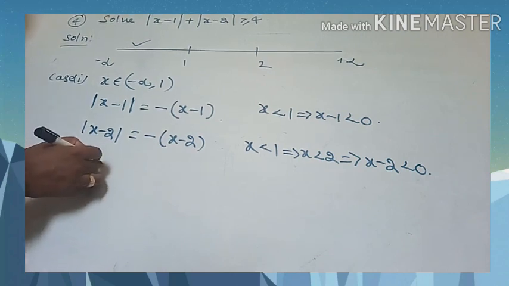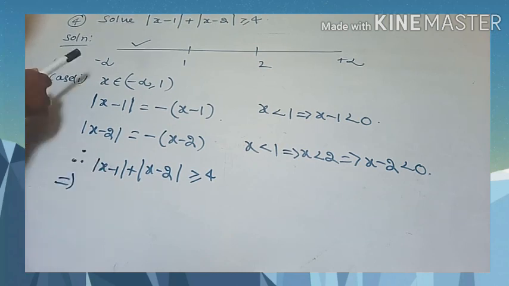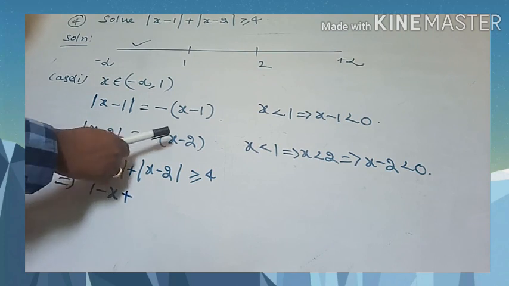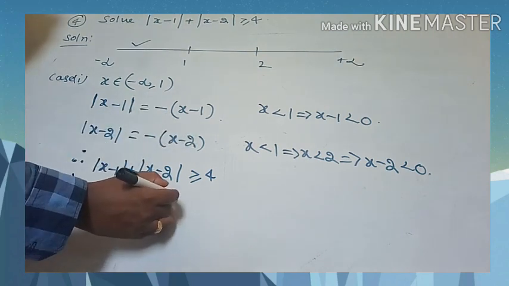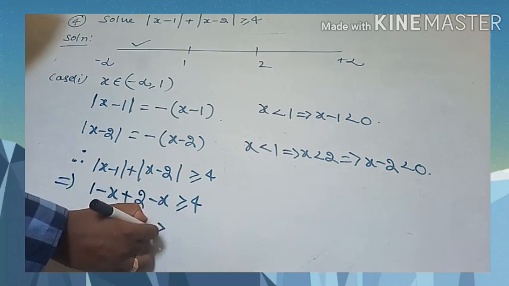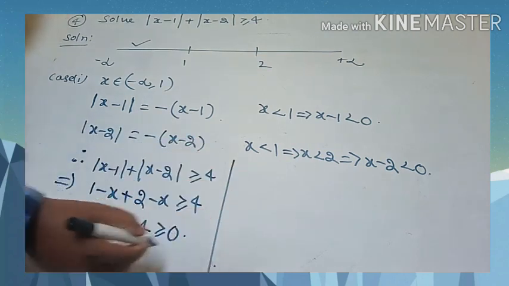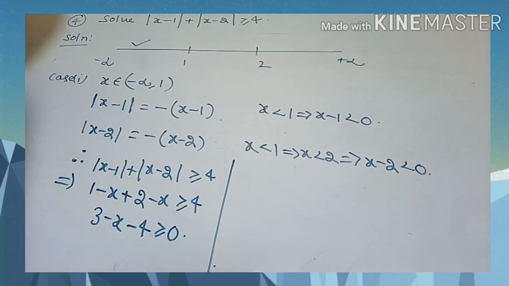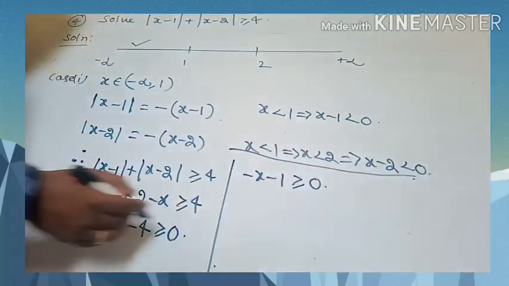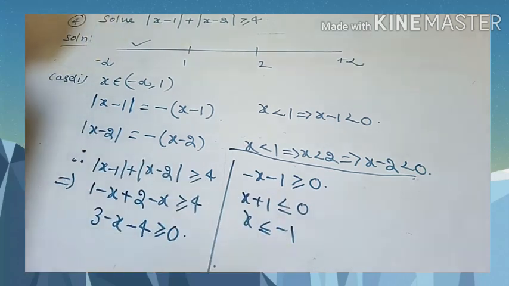Therefore, your problem modulus of x minus 1 plus modulus of x minus 2 greater than or equal to 4 will become: modulus of x minus 1 in this interval is minus of x minus 1, that is nothing but 1 minus x, plus modulus of x minus 2 becomes minus of x minus 2, that is 2 minus x, greater than or equal to 4. Now 1 plus 2 is 3 minus x, let us take 4 this side, greater than or equal to 0. Now we can write 3 minus 4 is minus 1, minus x minus 1 greater than or equal to 0. By multiplying with a negative sign on both sides, you get x plus 1 less than or equal to 0, that means x less than or equal to minus 1.